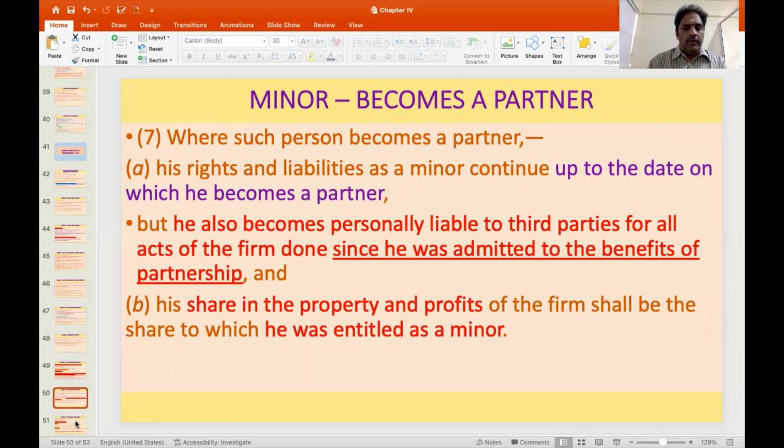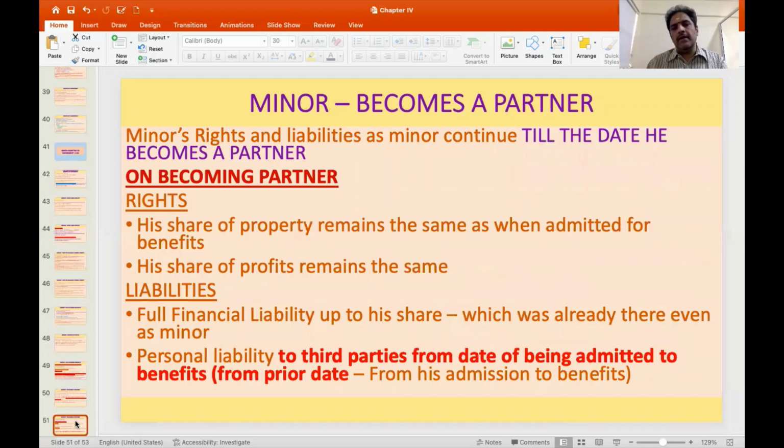So if the minor becomes a partner, the minor's rights and liabilities will continue till the date he becomes a partner. Then on becoming a partner, his rights as far as the share of property will remain the same, and the share of profits will remain the same as it was when he was a minor.